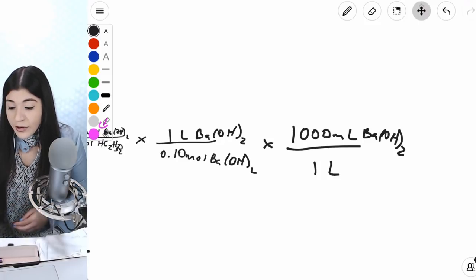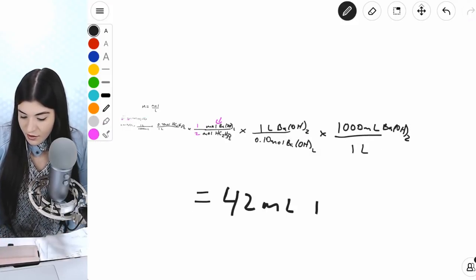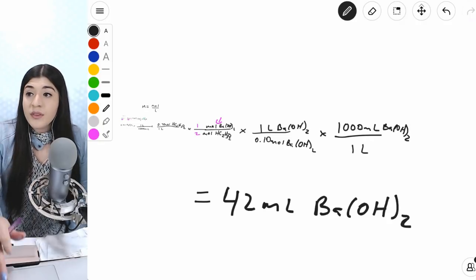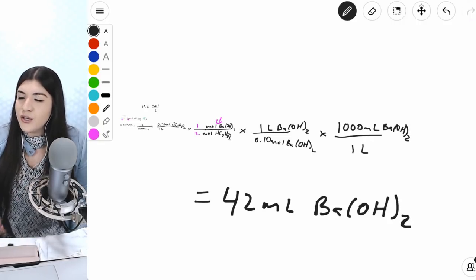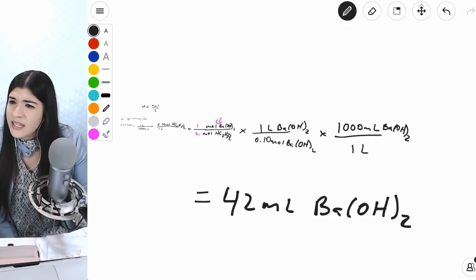Okay, so 42 milliliters of barium hydroxide will completely neutralize this reaction. So that's something to do. And then what else did they want? Sorry. So 42 milliliters of barium hydroxide. They want us indicating the shape of that and the approximate equivalence point.